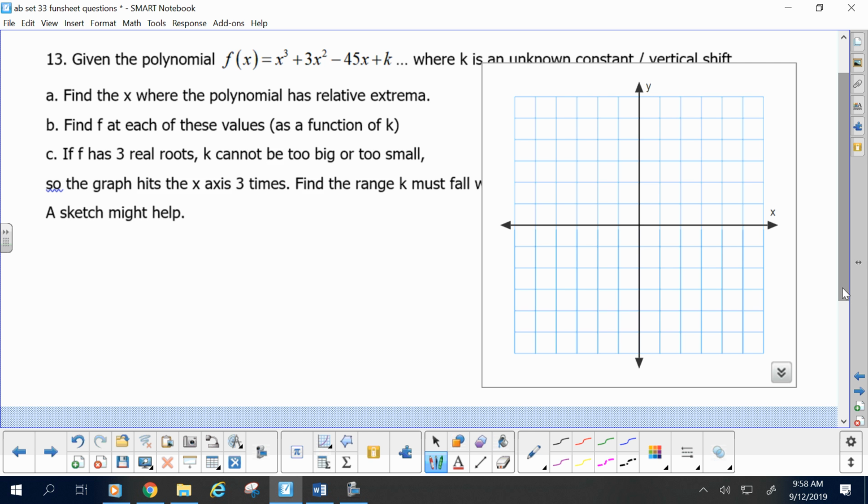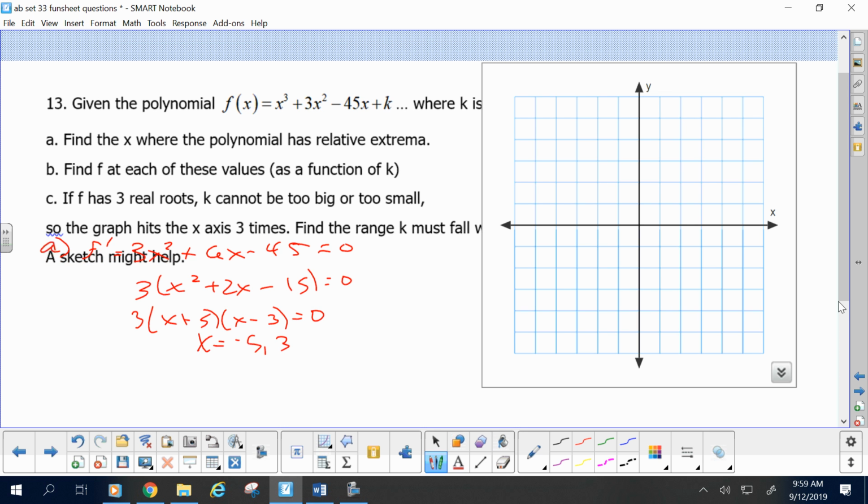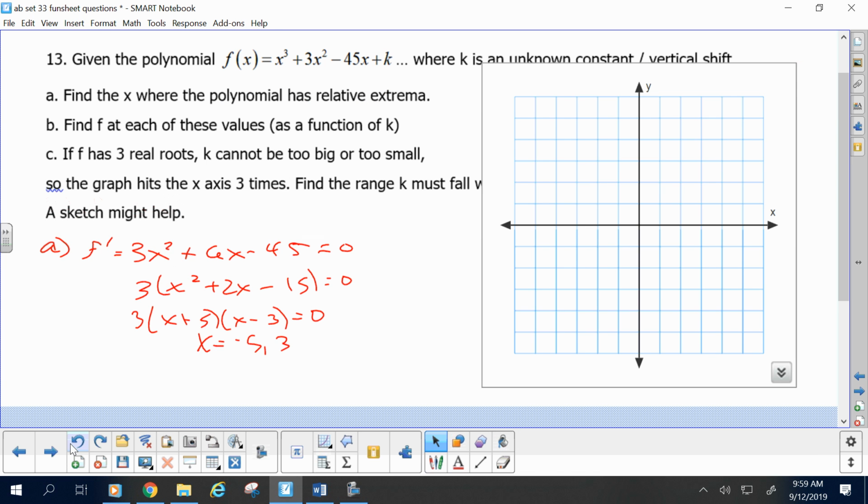In order to get to part C, I need to get through parts A and B. So let me catch up with you, and if you did not get A or B, then catch up with me. So the derivative is 3x squared plus 6x minus 45. When we find the critical numbers, we factor it. I think it goes something like plus 5 minus 3 in the factors. So the critical numbers are negative 5 and positive 3. Check me if you disagree. Okay, are we cool on A?